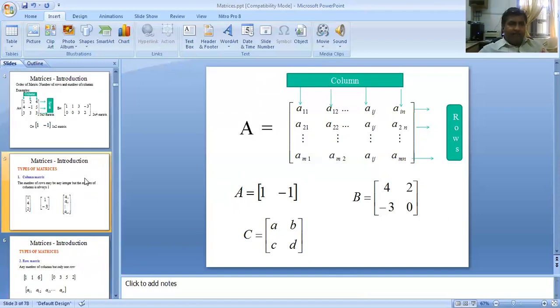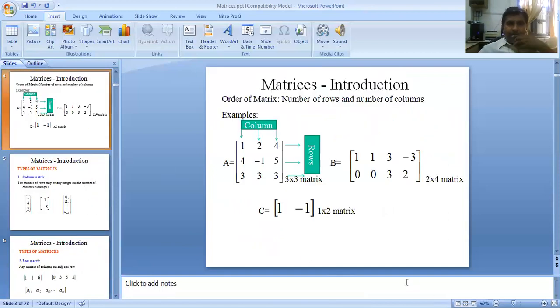More precisely, what is the order of a matrix? It is important to know the order of the matrix, because there are many operations on matrices which require you to understand the number of rows and columns in a matrix. So the number of rows and columns a matrix has is the order of a matrix.